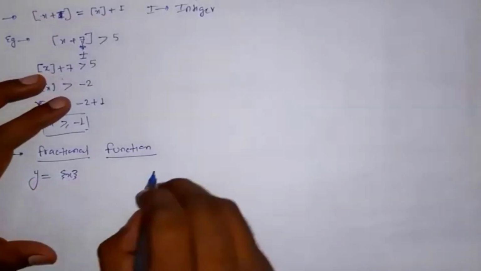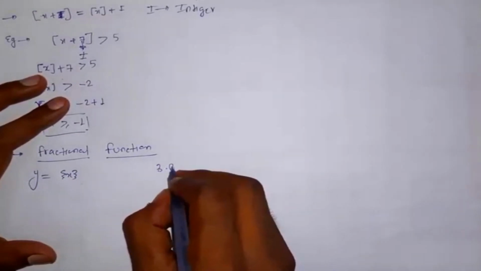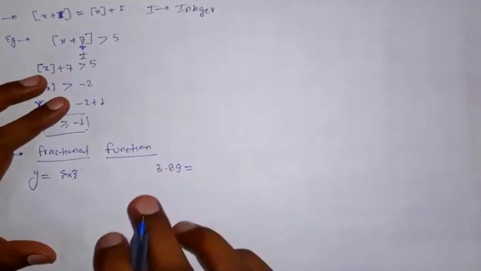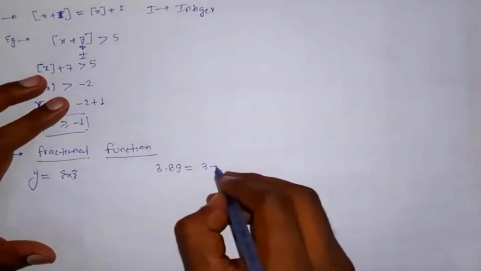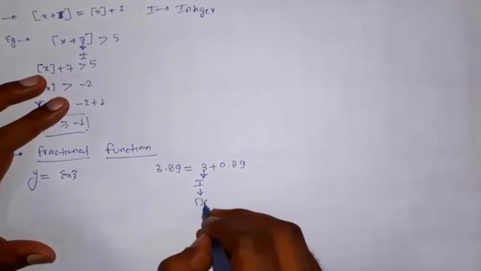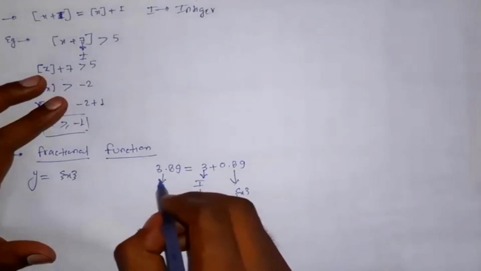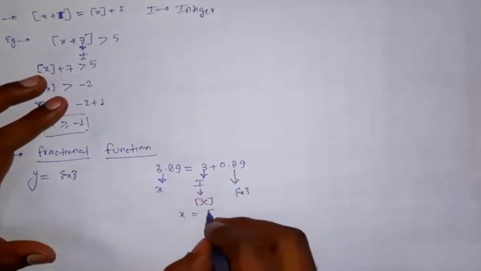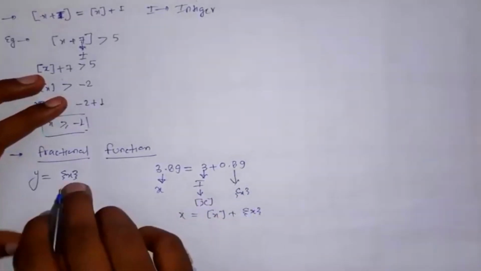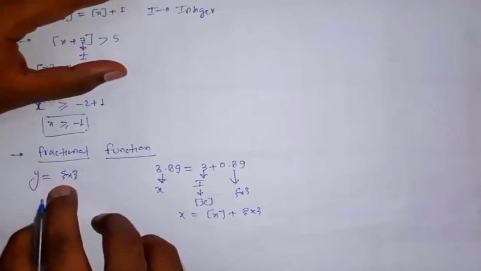I have already told you, any real number has two parts. For example, 3.89 we can dissociate like this, 3 plus 0.89. This is the integral part and this is the fractional part, and this is the whole x. So we can say x is equal to the integral part of x plus the fractional part of x. Here this is the function and we need to draw its graph.